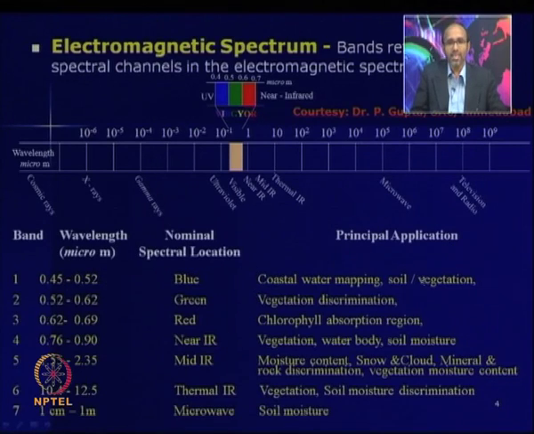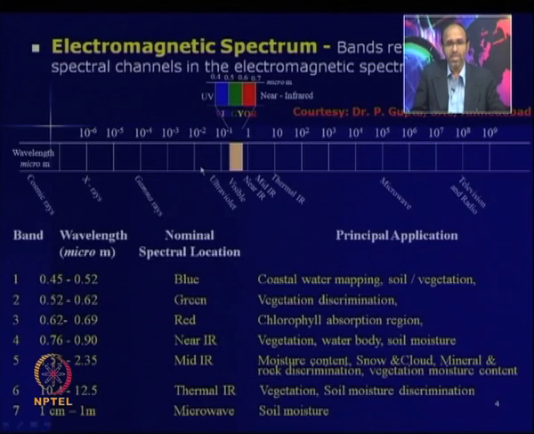Correspondingly, the principal applications are also listed. For example, for band 1, 0.45 to 0.52, we can use it for coastal water mapping, soil or vegetation. Then 0.5 to 0.62, the nominal spectral location in the green range, we can use for vegetation discrimination. Then 0.6 to 0.69, the range of the red band, we can use for the chlorophyll absorption region. Then 0.76 to 0.9, near infrared, gives applications in the field of vegetation, water body, soil moisture, etc. So the various applications and what kinds of bands we are using are listed here.